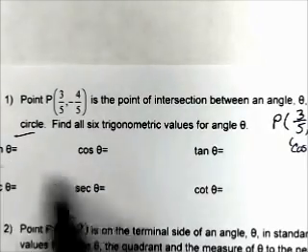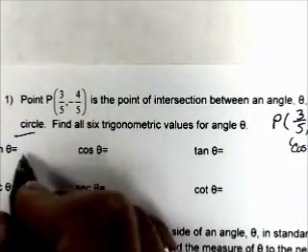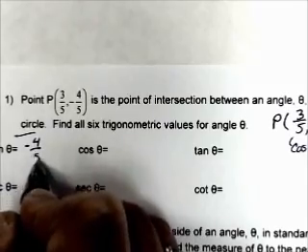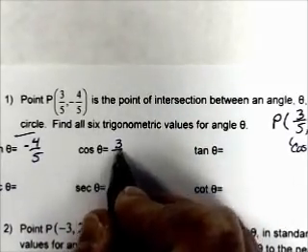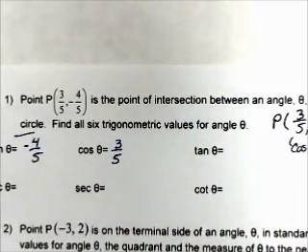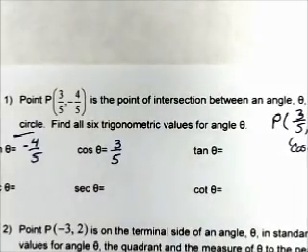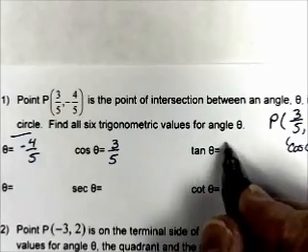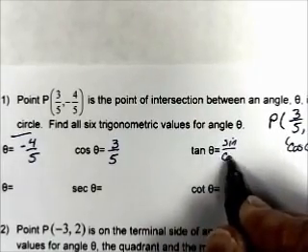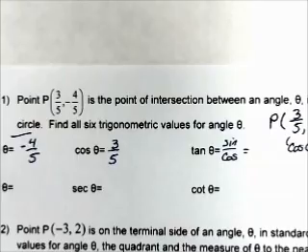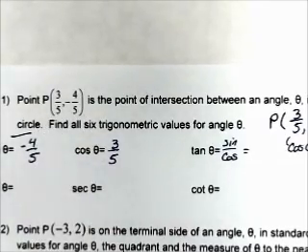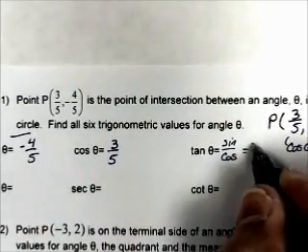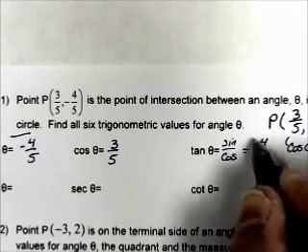So the sine of theta is equal to the y-coordinate, which is -4/5. The cosine of theta is the x value, 3/5. Tangent, remember tangent is equal to sine over cosine. And so that would be -4/5 over 3/5, and the denominators of 5 would divide out, so we'll simply be left with -4/3.